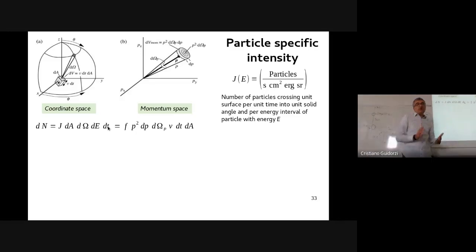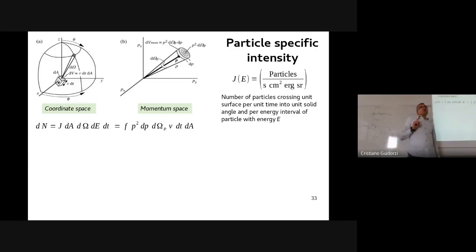So to summarize, we consider the number of particles dn as the number of particles coming out of the surface dA, perpendicular to the surface, in a time interval dt, moving along a solid angle d omega, and all having energy between E and E plus dE. So the energy interval is dE.